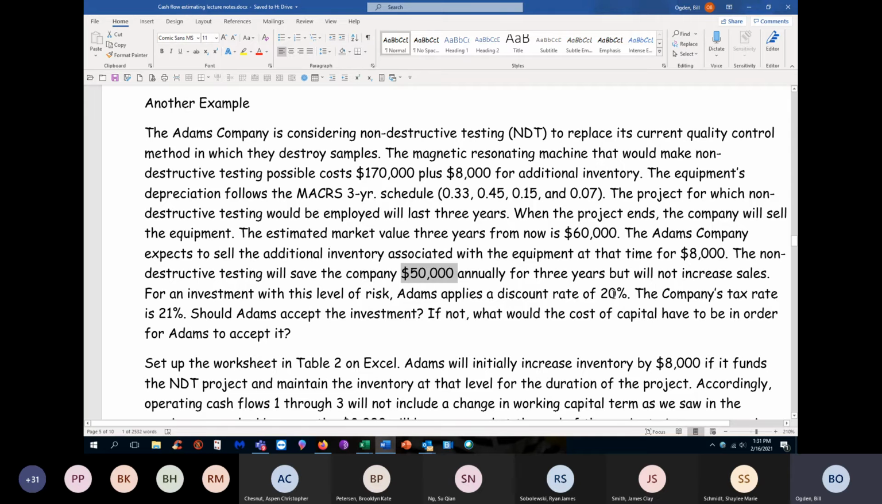We're going to use a 20% cost of capital, and we're going to use a modern tax rate on this one since I wrote this. Should they accept the investment, and so on.